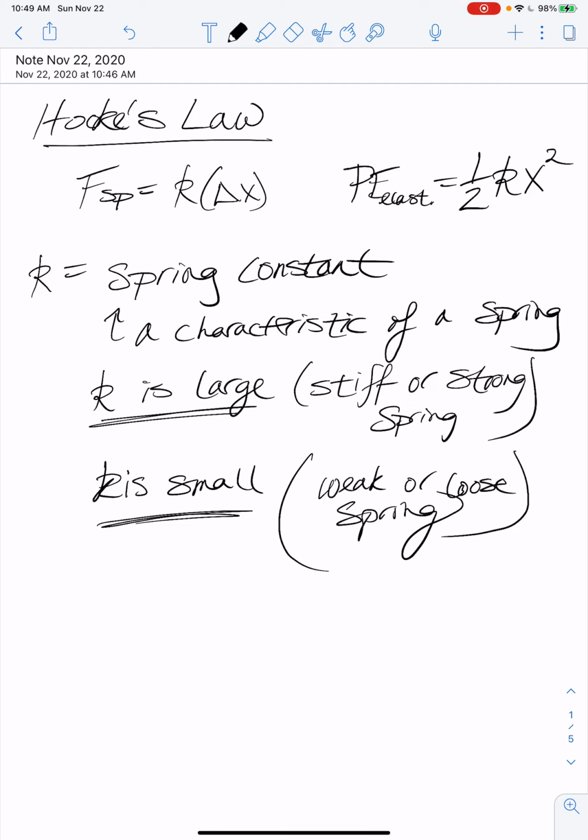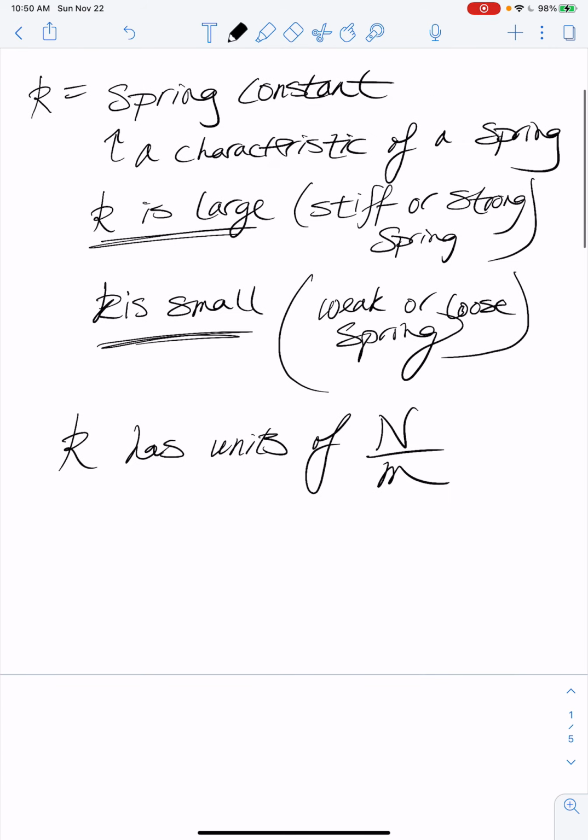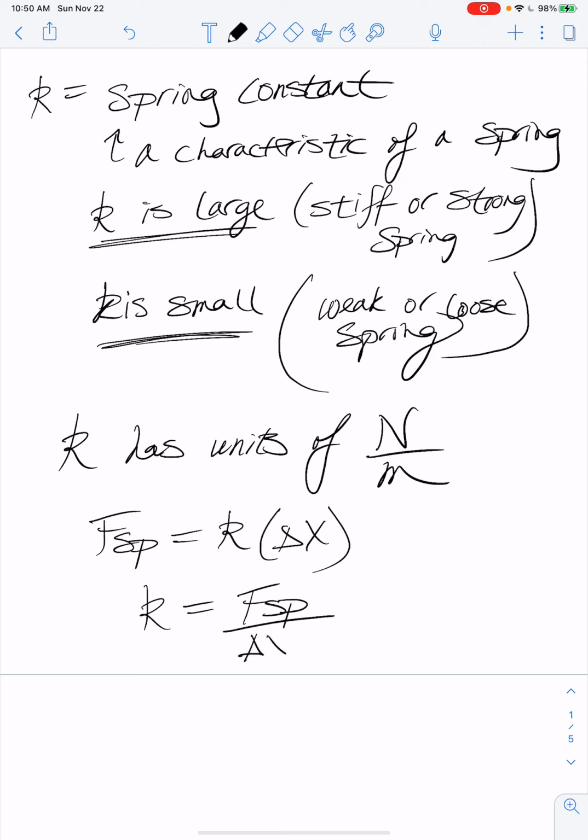Good. So the units on K are newtons per meter. And the way you can remember that, well, is a couple ways. You can take Hooke's law, which is sometimes written with a negative sign, and I'll try and show you that, and rearrange it, right? And get this. So then the units here are obviously newtons per meter.